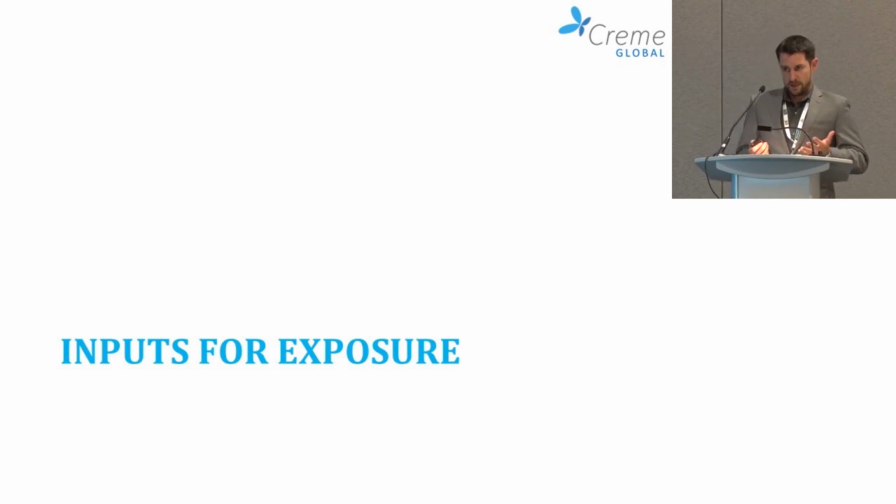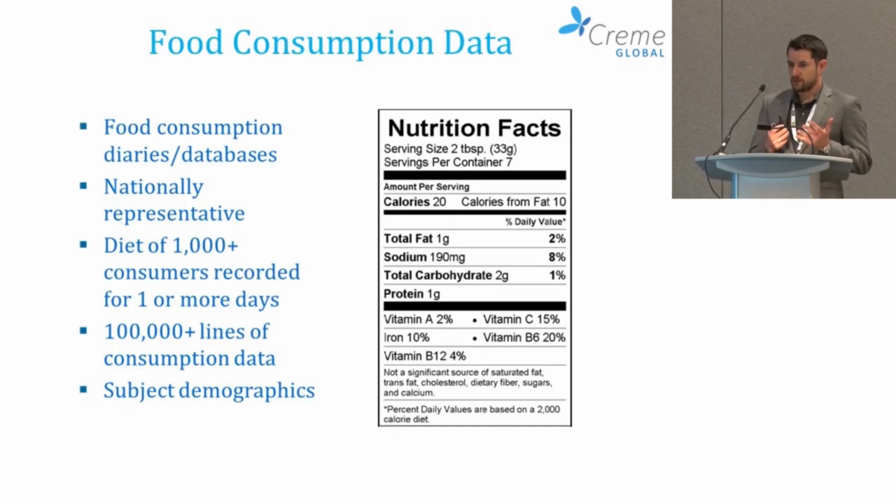So how do you do that? How do you calculate exposure? So the fundamental input that you typically use is a national food consumption survey. These are nationally representative databases of how much foods people consume in your population. You'd usually have to cover over 1,000 consumers in a particular group or demographic that you want to cover. These are very, very large databases and hundreds of thousands of lines of data, and you need to have different subject demographics, so things like ages, genders, body weights, and any other health statuses that may be important for your risk assessment.